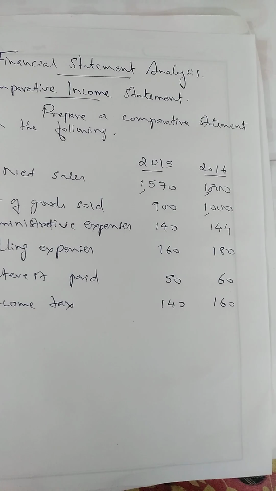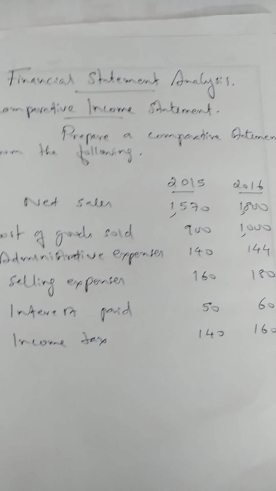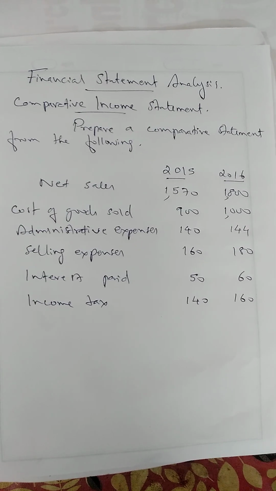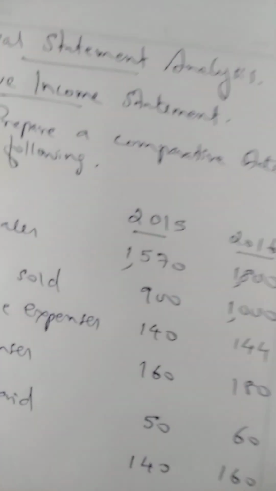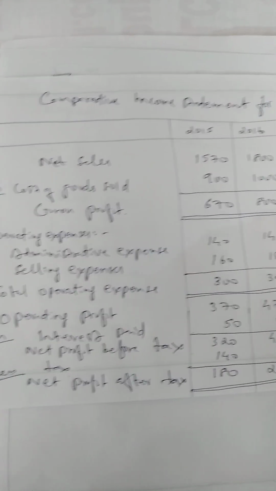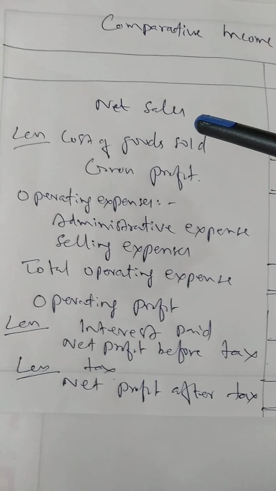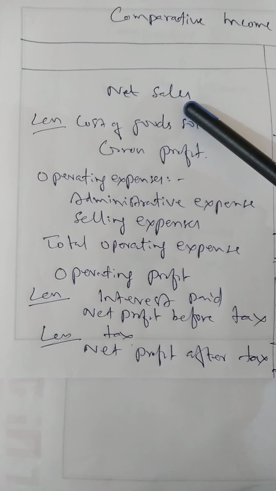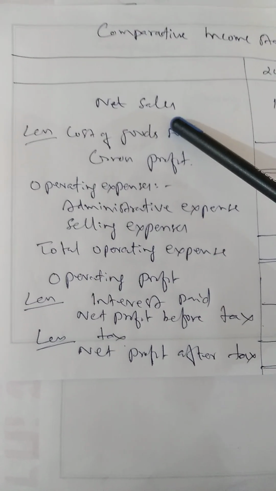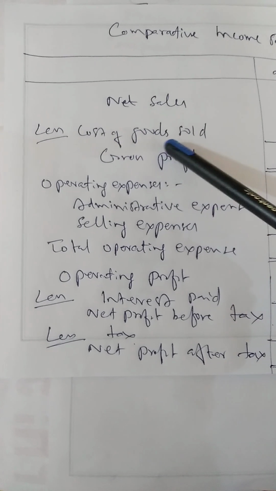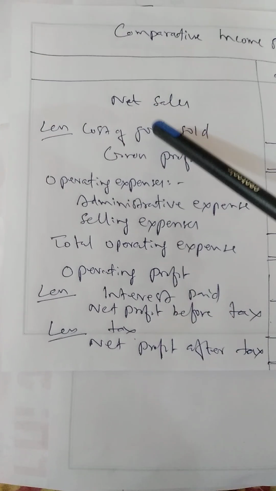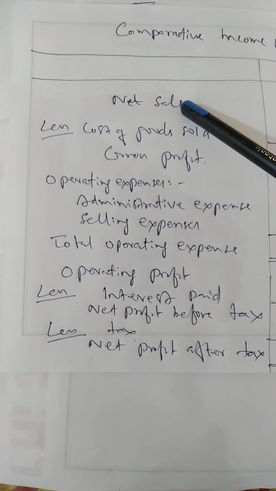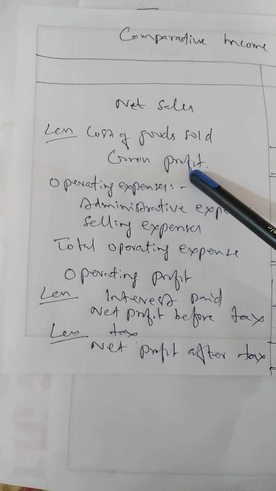Now we prepare a comparative income statement out of this question. At first we have to arrange the items in this order. We should consider the net sales first. And from this net sales, we have to deduct the cost of goods sold. When we deduct the cost of goods sold from the net sales, we get the gross profit.